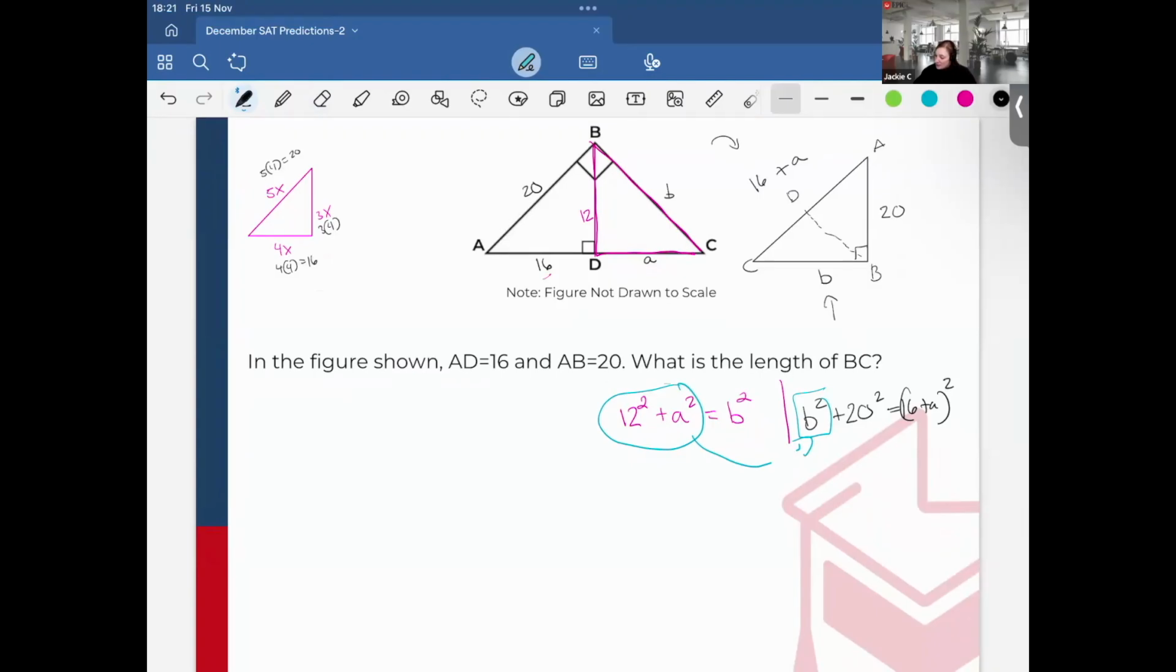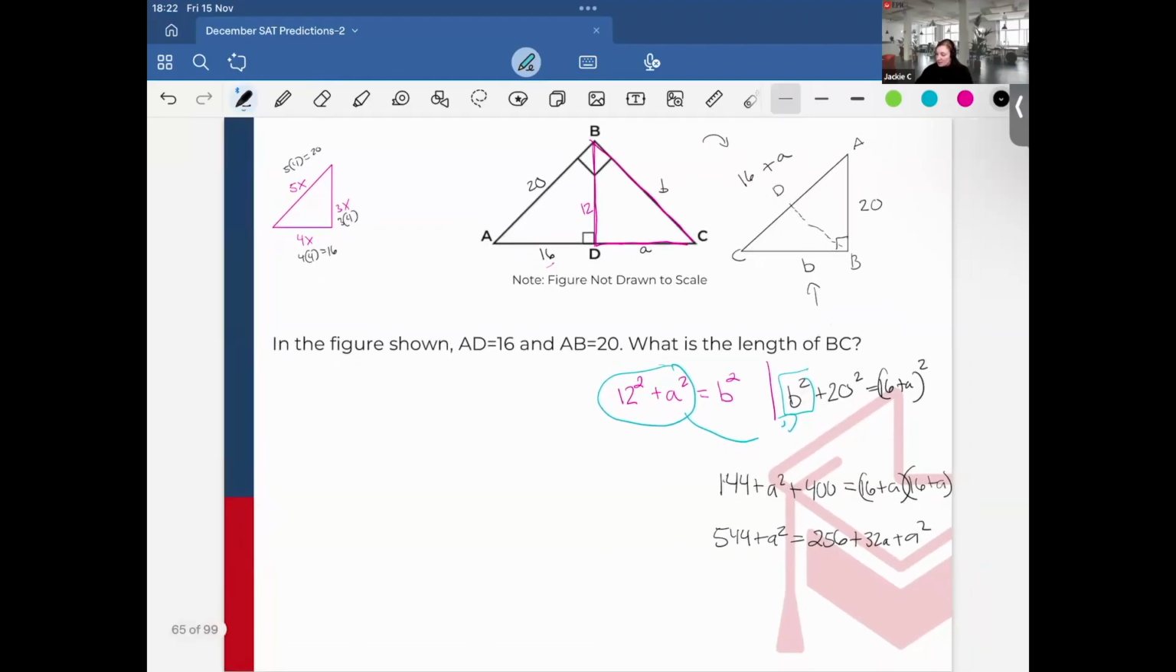So this would be basically 144 plus a squared plus 20 squared, which is 400, is equal to 16 plus a, 16 plus a. Make sure you expand the brackets. So this would be 544 plus a squared is equal to 256 plus 32a plus a squared. Subtract the a squareds from each side and then subtract 544 minus 256. It is 288 is equal to 32a. Divide by 32, and I get that 9 is equal to a.